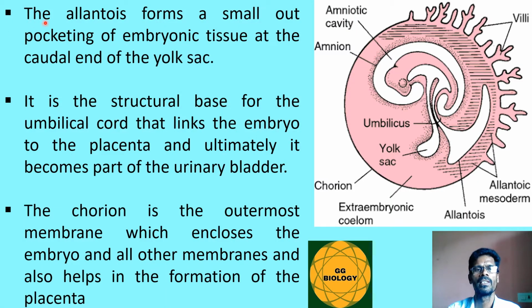The third membrane happens to be the allantois. The allantois forms a small outpocketing of the embryonic tissue at the caudal end of the yolk sac, and this is the structural base for the umbilical cord.